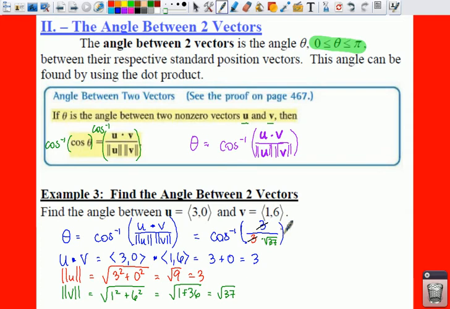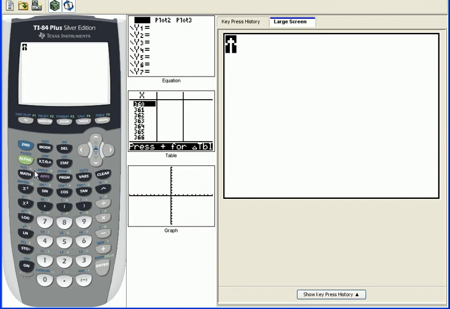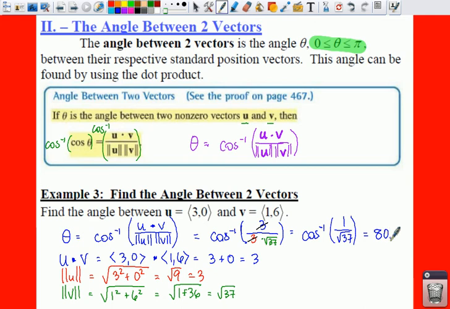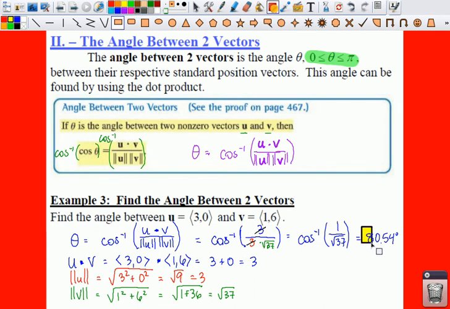So we're going to find our angle is going to be the arc cosine of 1 over radical 37, which is, let's go to our calculator here, scientific graphing. So let's do the second cosine of 1 divided by the square root of 37. And make sure you cursor outside of that for your parentheses. Hopefully I'm still in degrees. And you get 80.54 degrees. So 80.54 degrees.